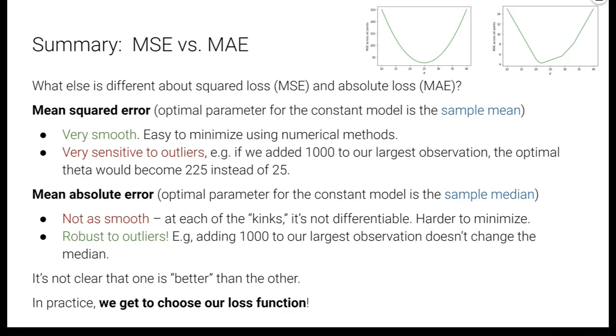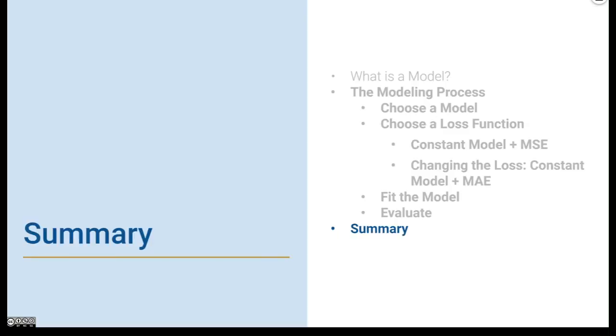Okay, so in summary, we realize the benefits of mean squared error. It's easy to minimize using theoretical and numerical methods. That's contrasted to mean absolute error. It's harder to minimize. Mean squared error, however, is very sensitive to outliers. Mean absolute error is not as sensitive. It's much more robust. So it isn't obvious that one is better than the other. In practice, you get to make that decision as the data scientist, depending on what your data set looks like and what you're using your model for. All right, let me summarize.